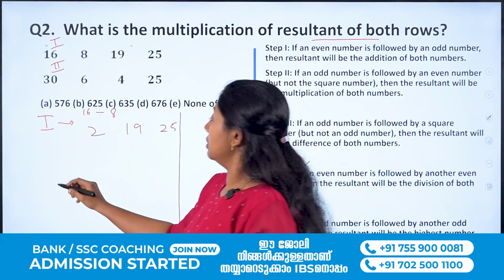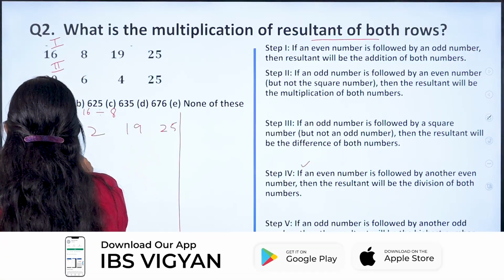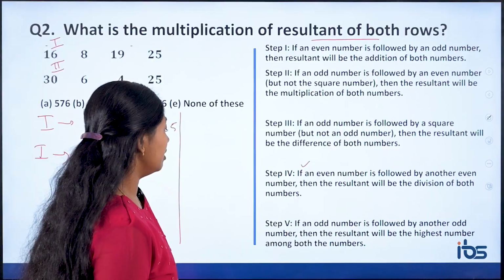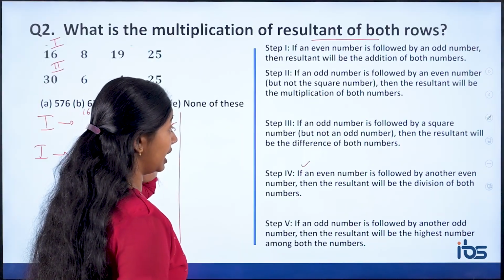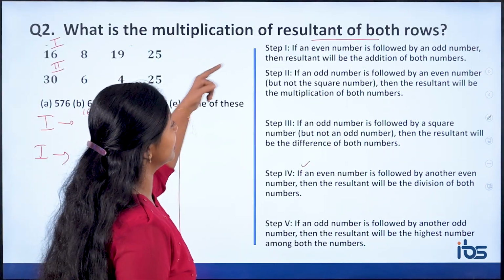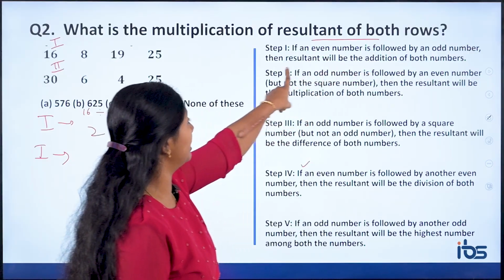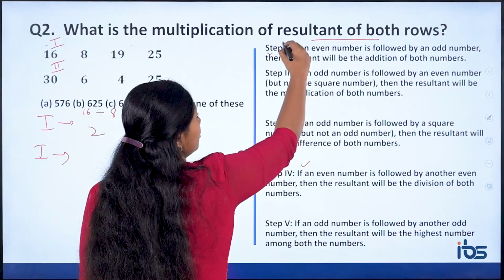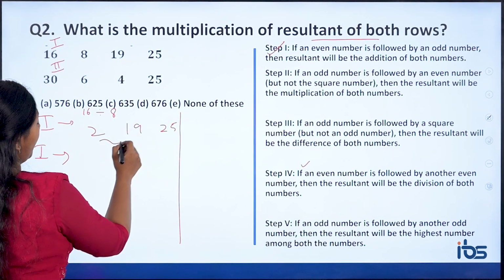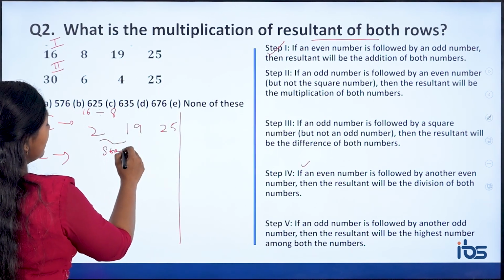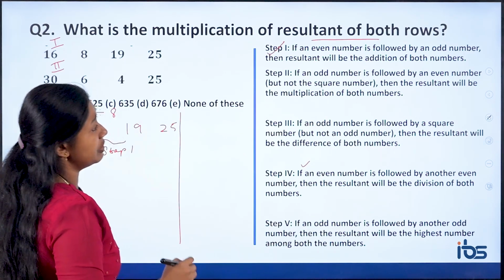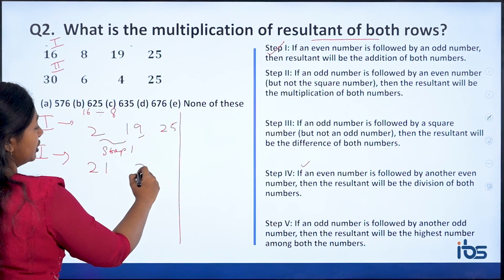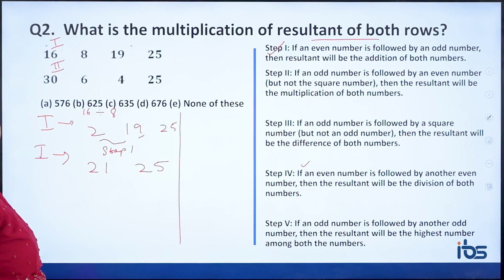So, 2, 19, 25. Now, again if you make the resultant, even number followed by an odd number, then the resultant will be the addition of both numbers. So, we have to follow step 1. If you follow step 1, what you have to do? Resultant will be the addition of both. So, 19 plus 2, 21 and 25.